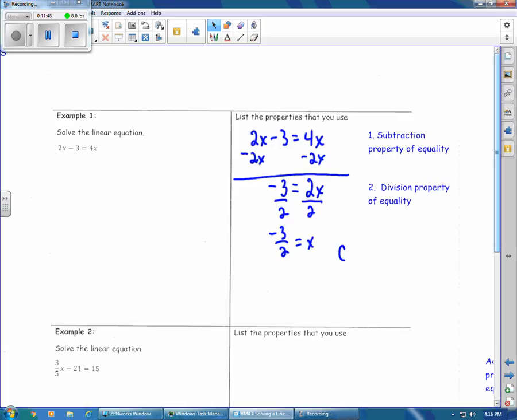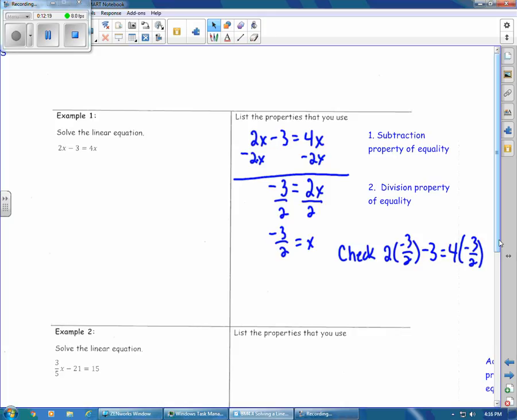So to do the check here, just like yesterday's lesson, we're going to take our negative 3/2 and plug it back into the original problem. So 2 times negative 3/2 minus 3, is that equal to 4 times negative 3/2? Now, those of you that aren't terribly good at multiplying fractions, especially in your head, you might want to grab your calculator at this point. I'm going to go ahead and do this in my head.